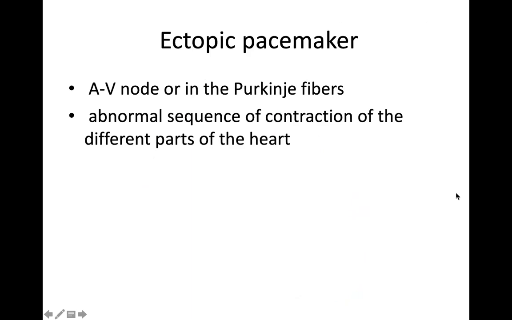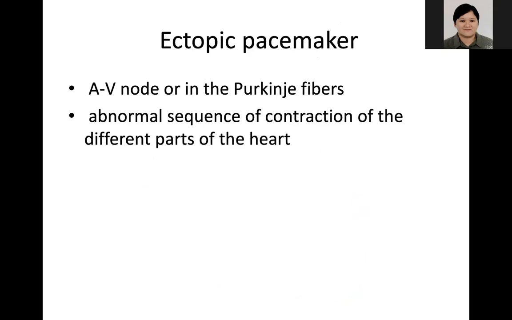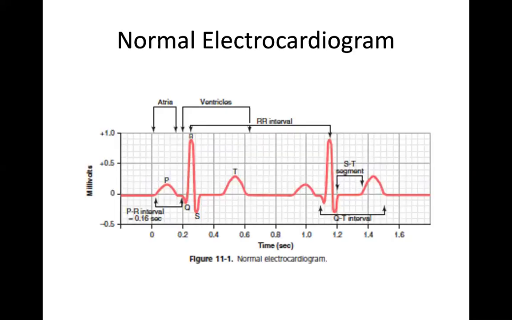So the ectopic pacemaker, which is in the AV node or in the Purkinje fibers, produces an abnormal sequence of contraction of the different parts of the heart. Here is the normal ECG. You will note that there are the P wave, QRS complex, and T wave, and each wave is represented by each part of the heart. Your P wave represents the atria, the QRS and the T wave represent the ventricles. Your PR represents your AV node, and your QRS represents your ventricles.